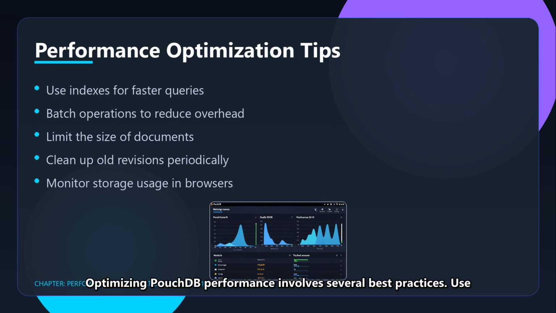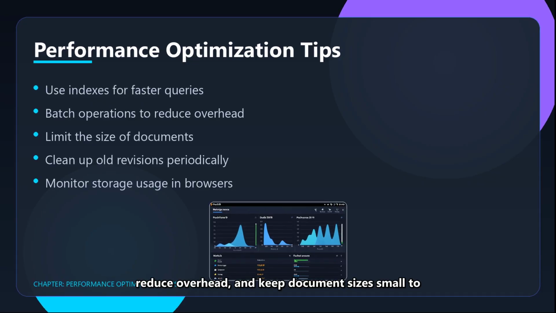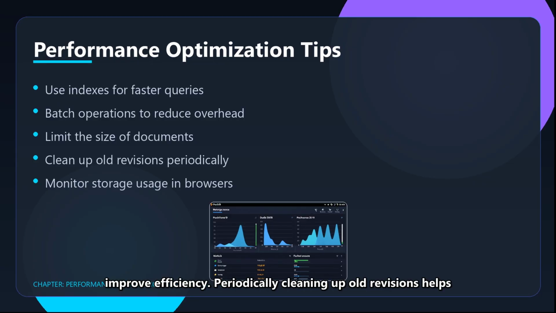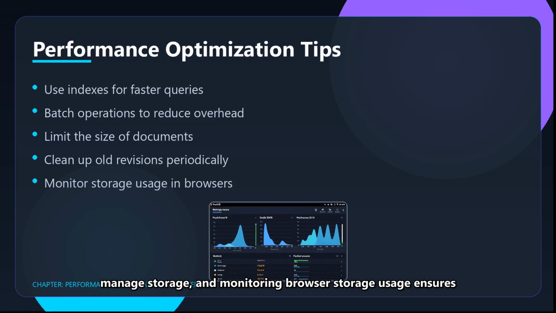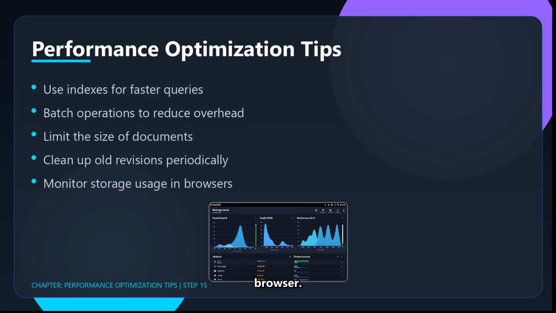Optimizing PouchDB performance involves several best practices. Use indexes to speed up queries, batch operations to reduce overhead, and keep document sizes small to improve efficiency. Periodically cleaning up old revisions helps manage storage, and monitoring browser storage usage ensures your app doesn't hit limits imposed by the browser.